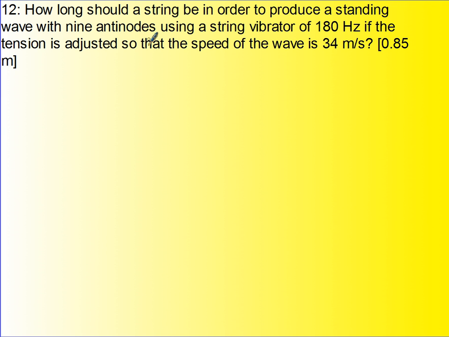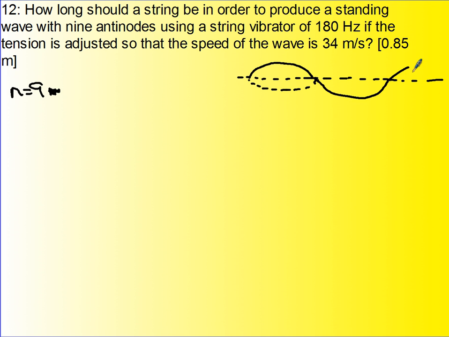How long should a string be in order to produce a standing wave with 9 antinodes? All right. Now this is that equation we discussed before about the wave on a string. This is probably not the first homework assignment, so feel free to skip this one. But the number of antinodes is 9. So we've got this situation right here. Here's my equilibrium line. 1, 2, 3, 4, 5, 6. We're going to pretend like there are 9 there because I'm out of room.